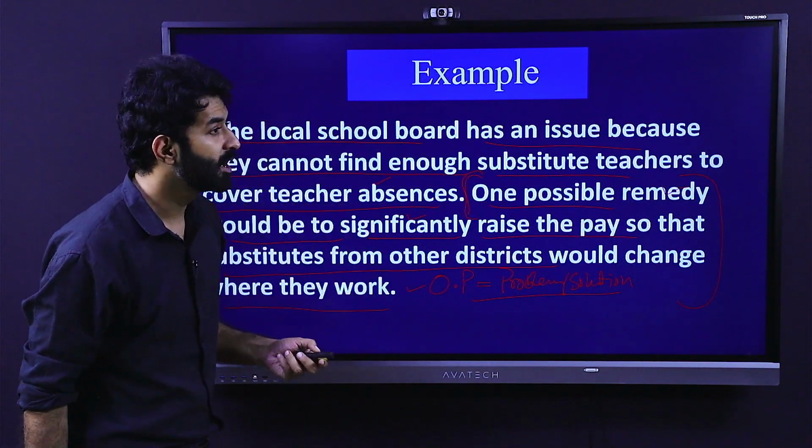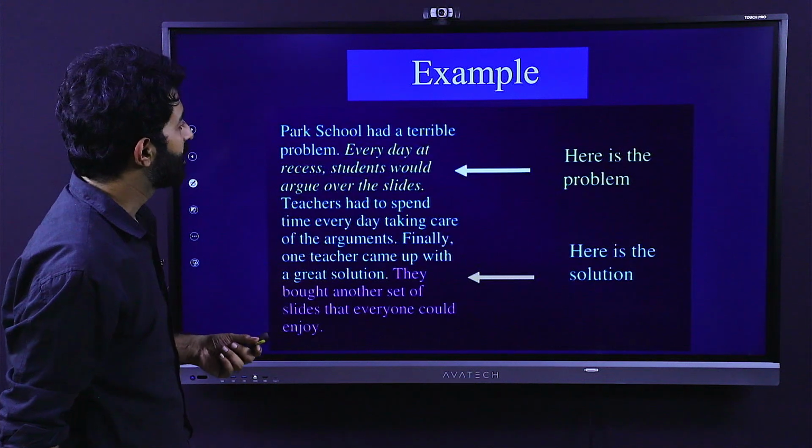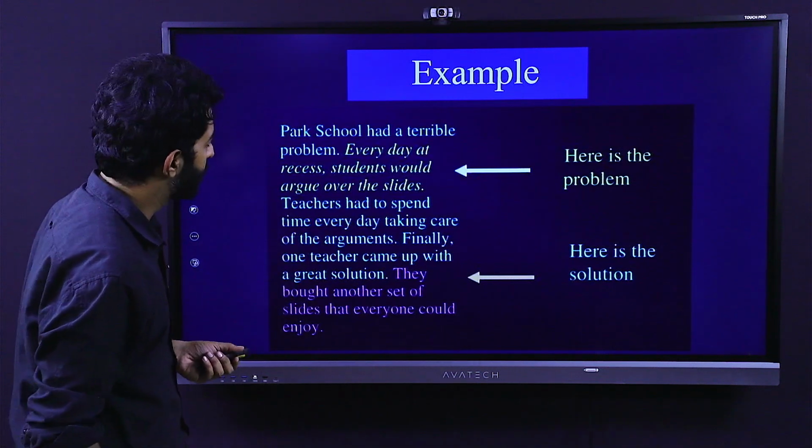And this is what we mean by problem solution organizational pattern that we find in a text. So these examples clarify it really well. I hope that you have understood. Now, let's talk about this example.